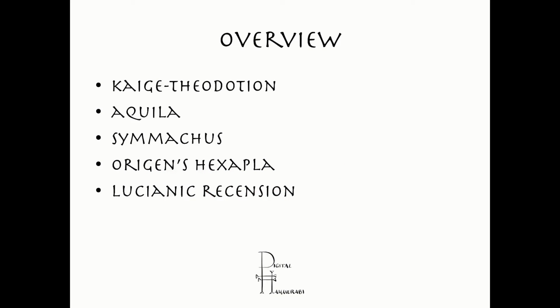We're going to look at, very briefly, an introduction to Qere Theodotion, Aquila, Symmachus, Origen's Hexapla, and finally the Lucianic recension. So this certainly does not cover all of the recensions, but these are some of the more significant recensions that, as a text critic, you need to be aware of.